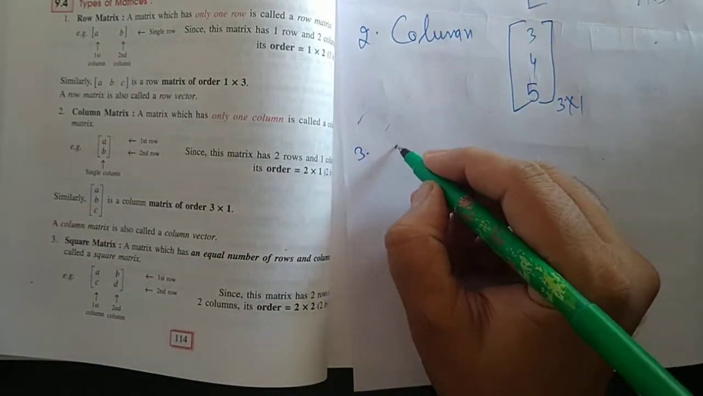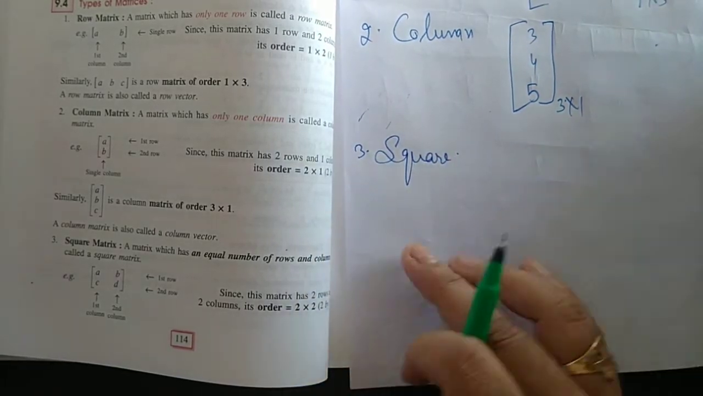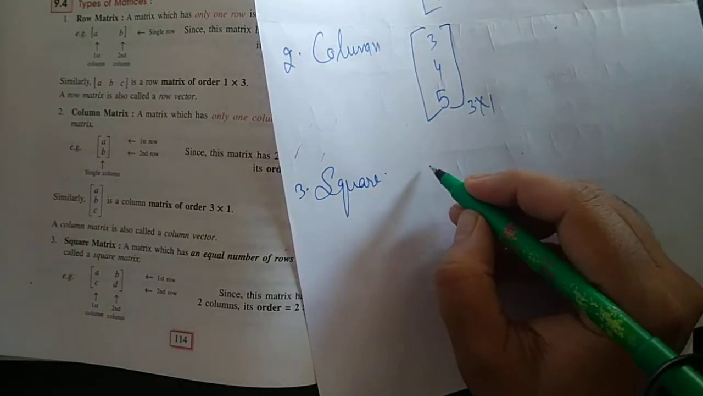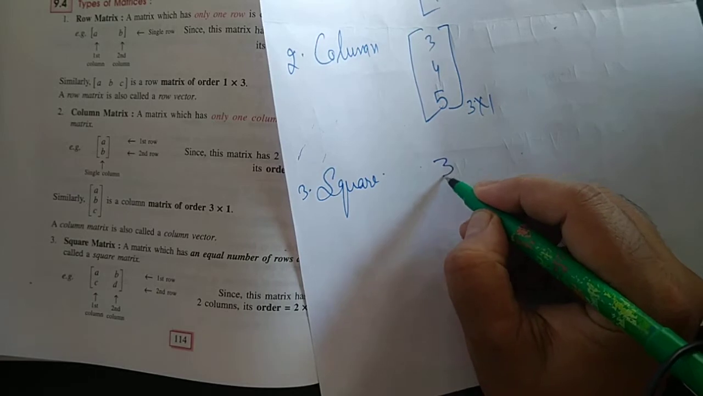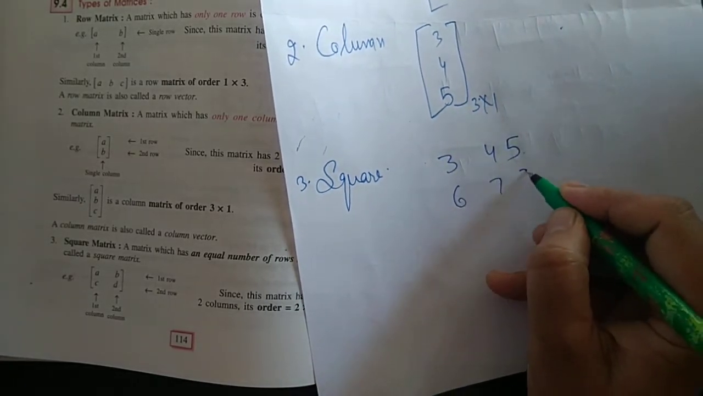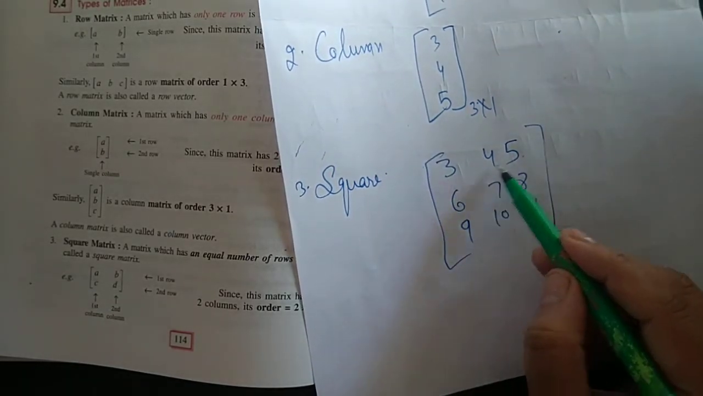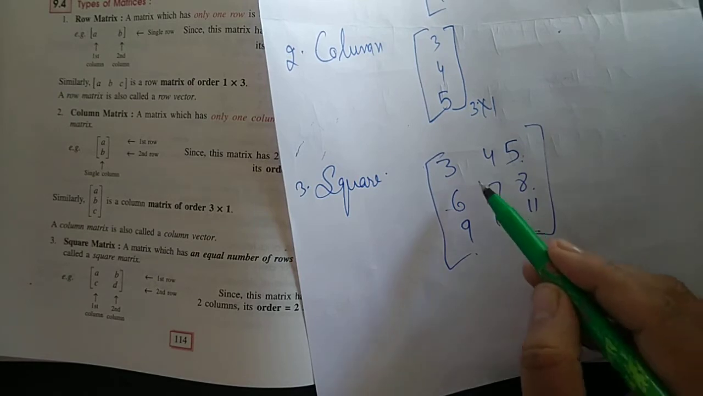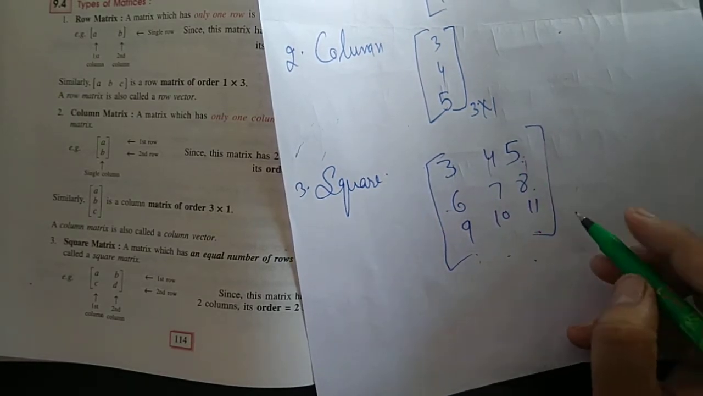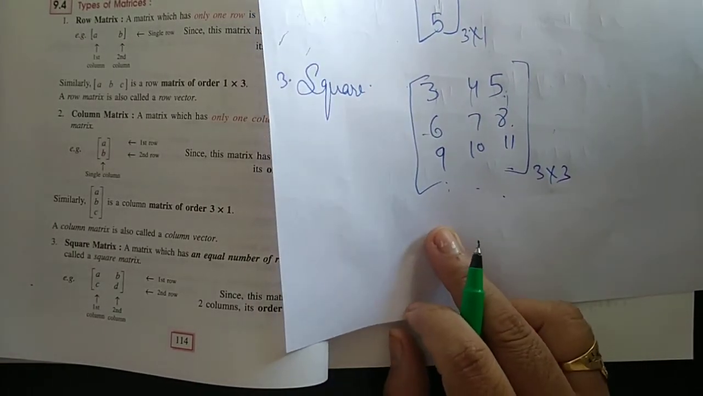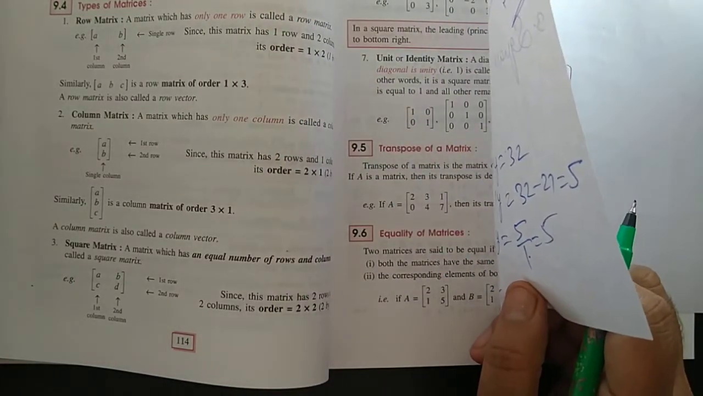Then third type is square matrix. In a square matrix, the number of rows will be equal to the number of columns. Suppose here the elements are 3, 4, 5, 6, 7, 8, 9, 10, 11. So look, here are 3 rows and 3 columns, 3 by 3. So this is known as a square matrix. I think the concept is clear to you.